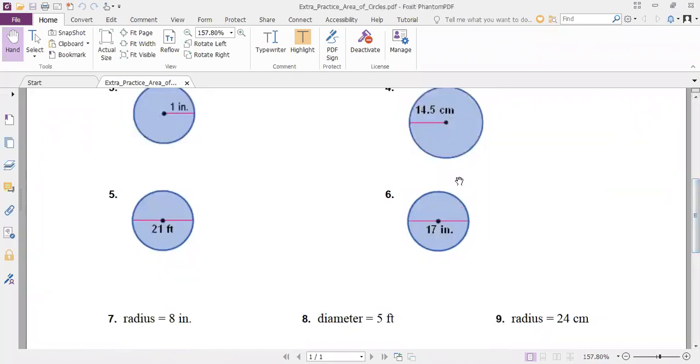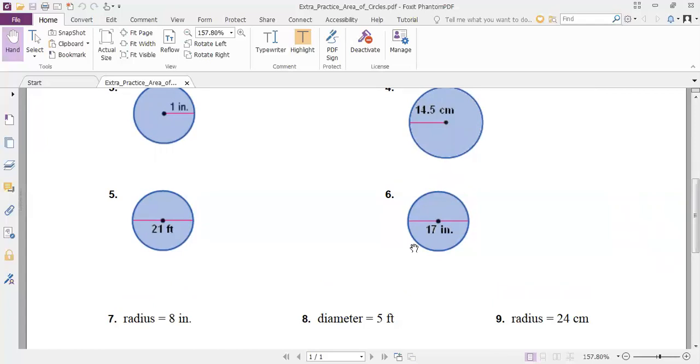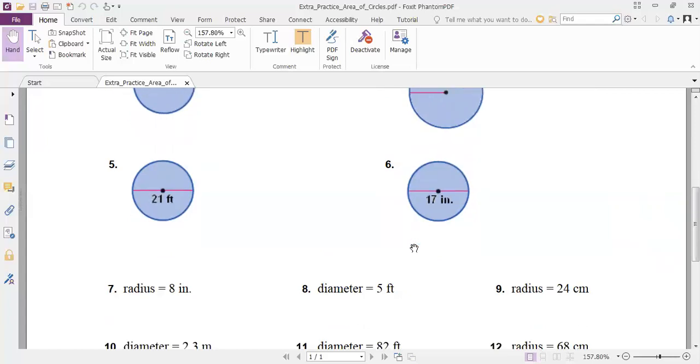Okay. We need now to go to number 6. How can I solve number 6 now? We have the diameter. Muhammad, we are in number 6, my friend, not 3. The screen lagged for me.